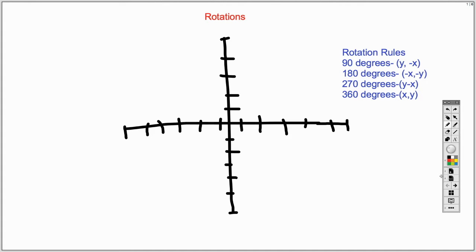Today we're going to be learning about rotations, so let's begin. So rotation is basically a simple turn. And that turn can happen in four ways, right? 90 degrees, 180 degrees, 270 degrees, or 360 degrees. These are the types of turns that students are typically taught in school.